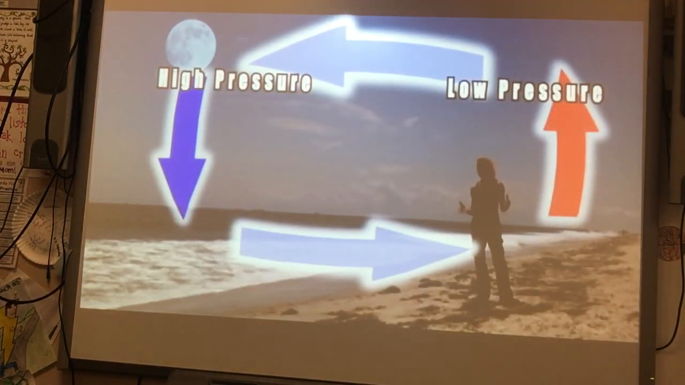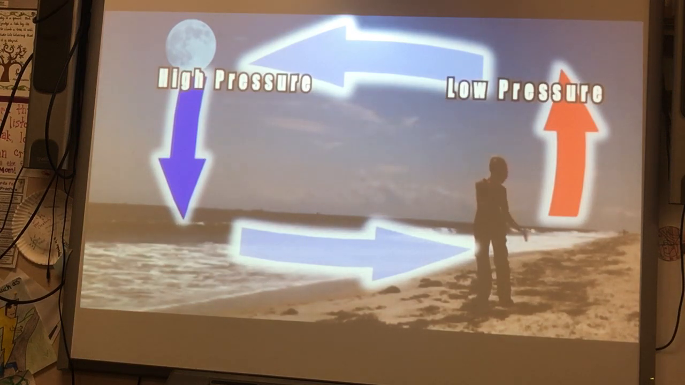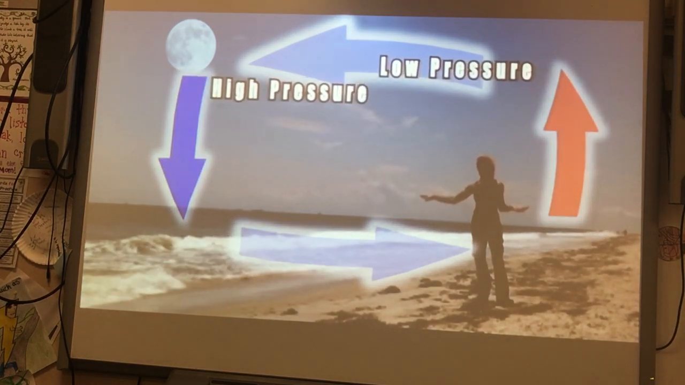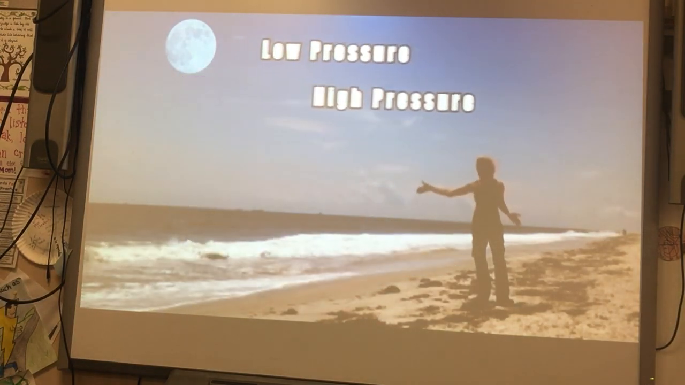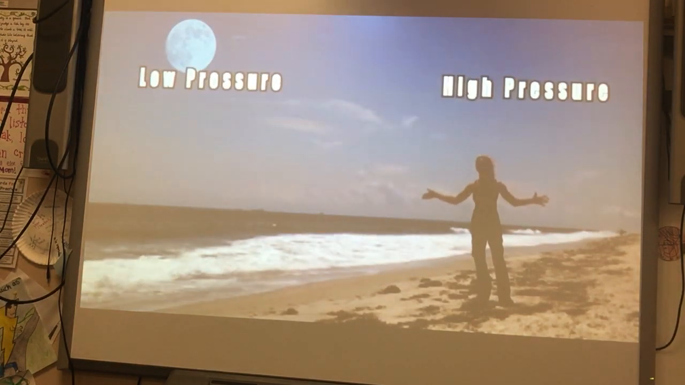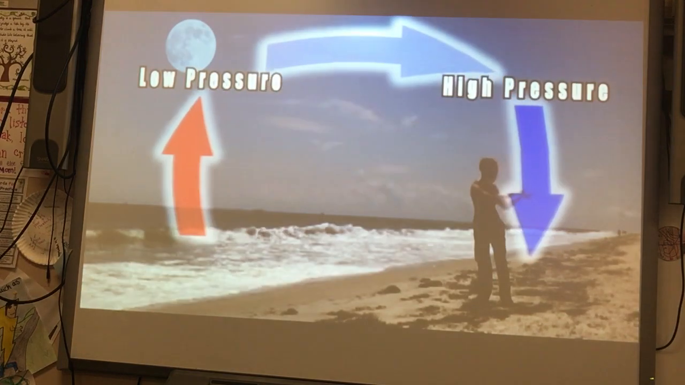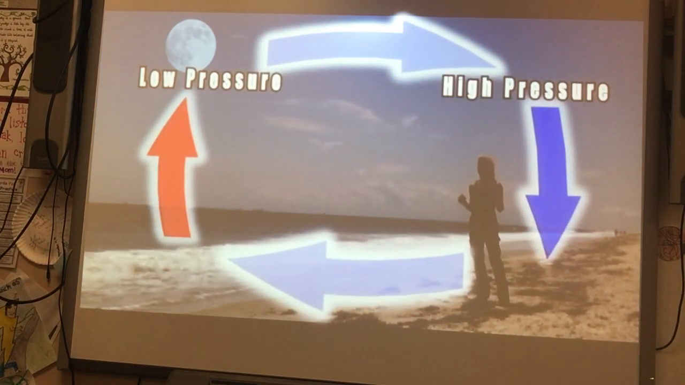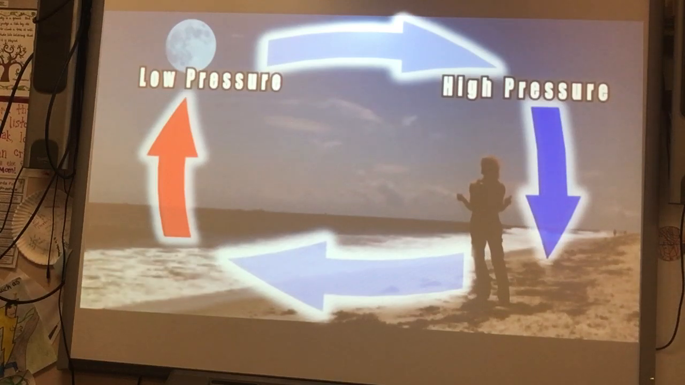Now by about midnight, the land is going to radiate all of its heat, and now it's going to be colder than the ocean, which hangs on to its heat. So now the ocean is going to be the low pressure area, and the land is the high pressure. So the wind is going to blow off the land and out to the ocean. And I would show you that, except it's really difficult to film in the middle of the night.